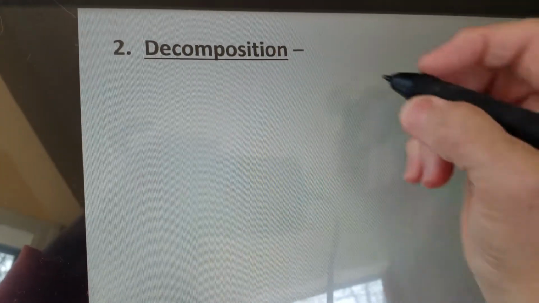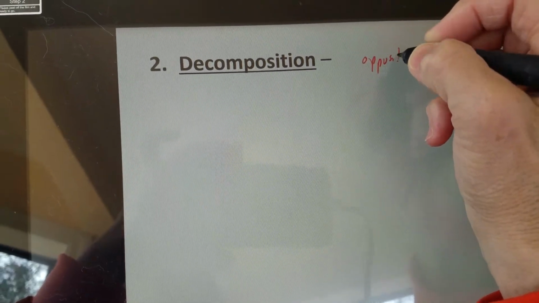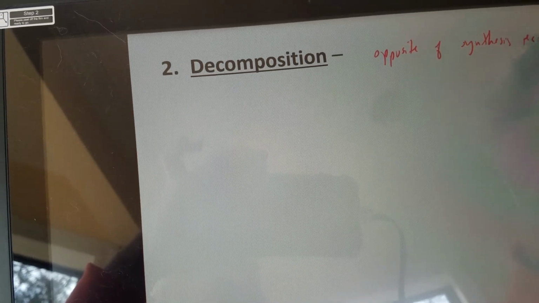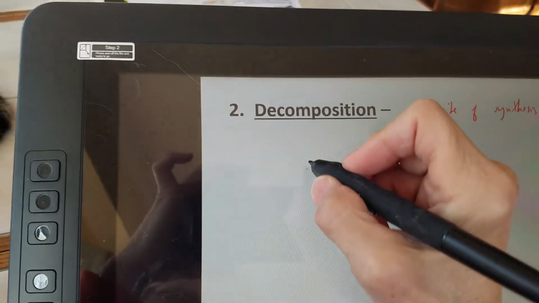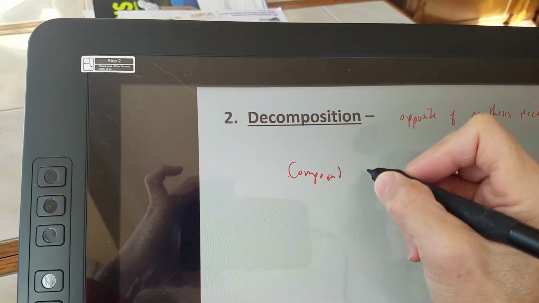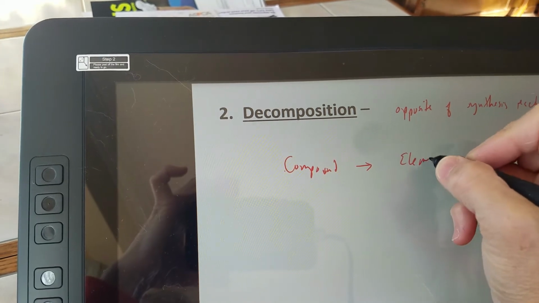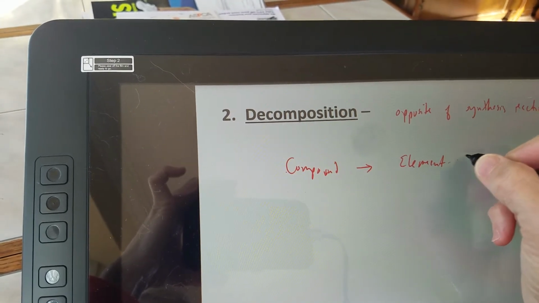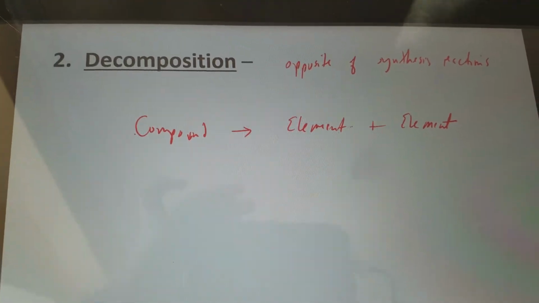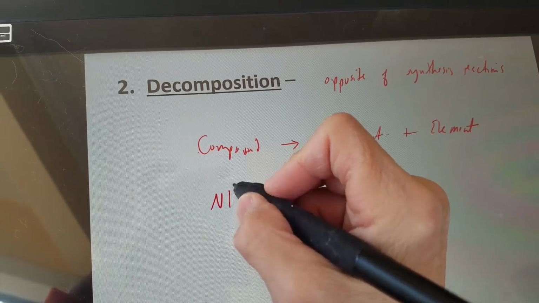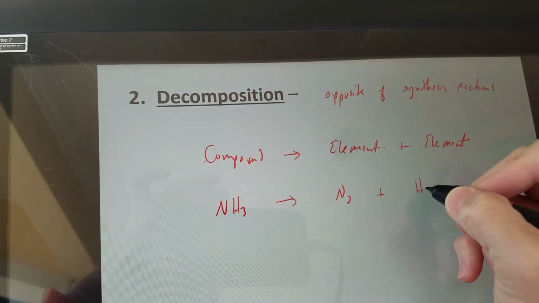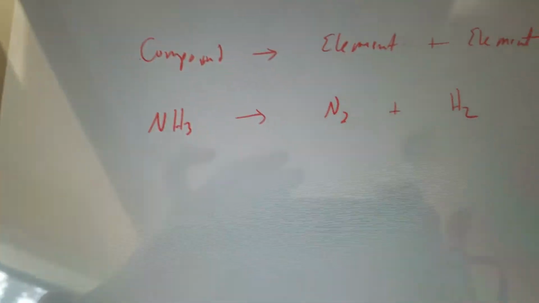Decomposition reactions are just the opposite of synthesis reactions. So if I start off with a compound of some sort, and I break it down into simpler forms, or its elements, then that would be a decomposition reaction. So if I just reverse the reaction we had a minute ago and start off with the ammonia, and I break it down into the nitrogen and the hydrogen, then that would be a form of a decomposition reaction.